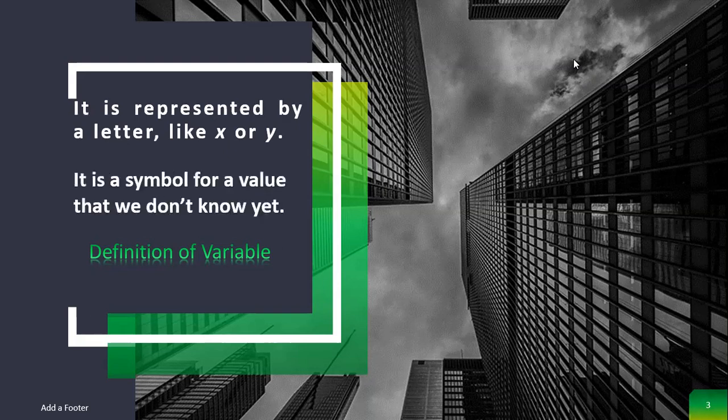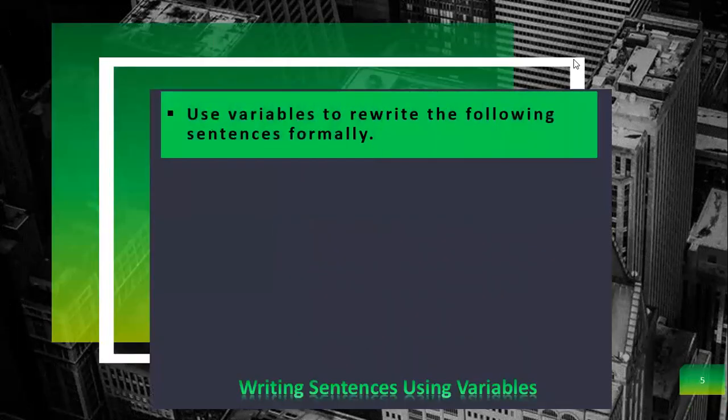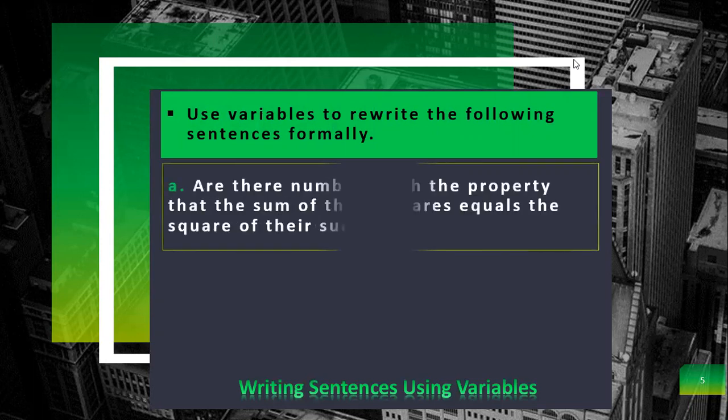Now we use this symbol for a value that we don't know yet. That's why we are trying to represent it with a letter. It allows us to give a temporary name to what we are trying to solve or compute, for us to discover what the possible values are. All right. Now let us use the variables to rewrite the following sentences formally.